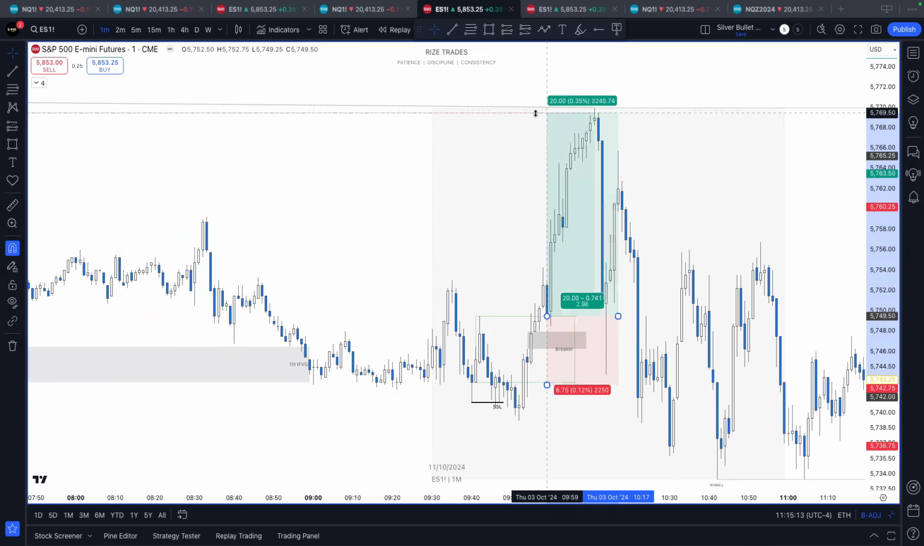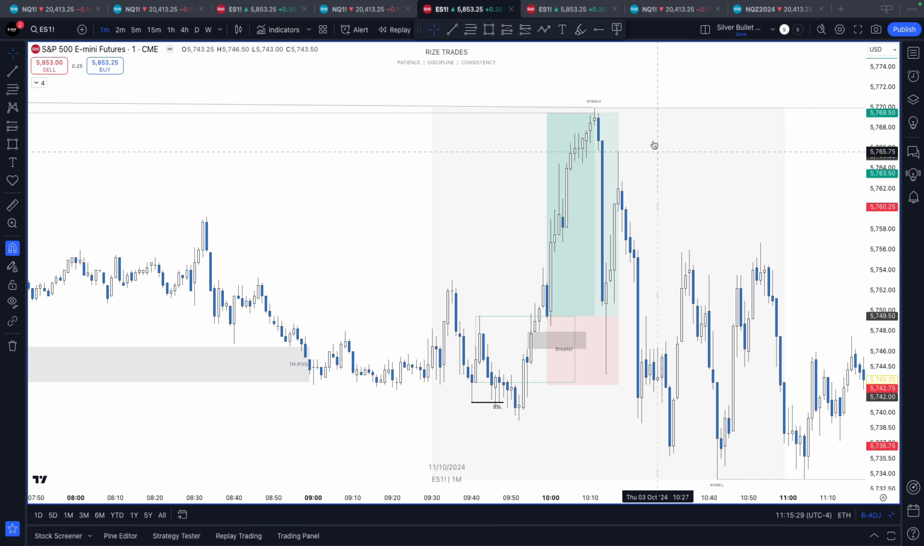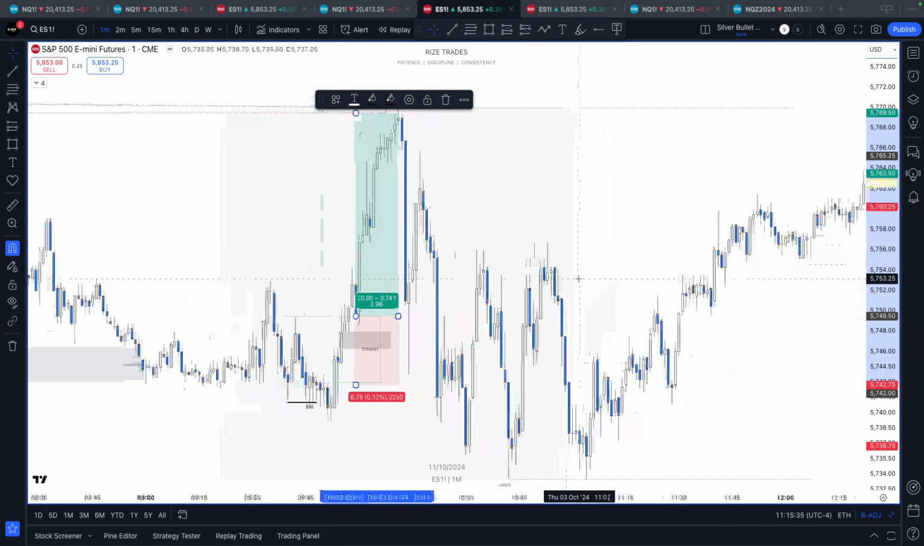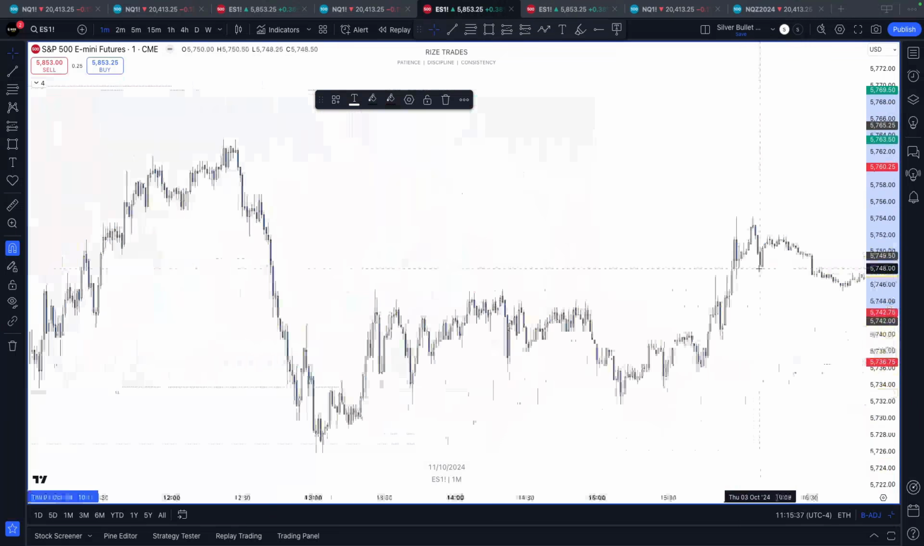Or once again, we can target untapped session liquidity. Previous day highs, previous day lows as well can act as a drawn liquidity. Of course, like I said, you've got to bring more into consideration. But yeah, so either 2R or 3R on this trade here. And then, yeah, I think that is it, though, guys, for those 2 weeks.